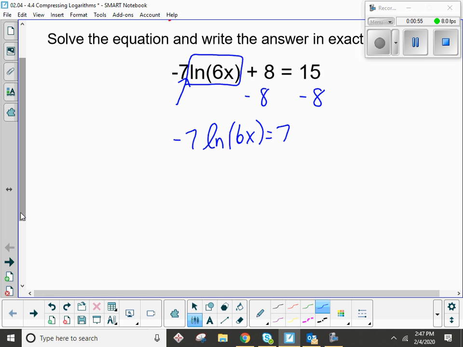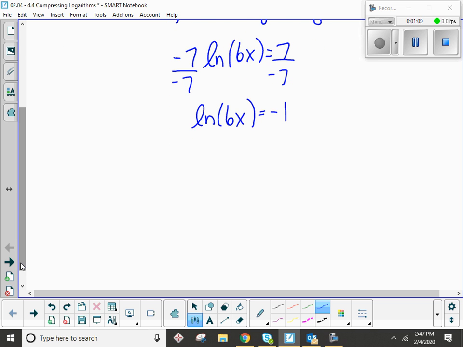Okay, what next? Divide by -7. So now I have natural log of 6x equals -1. How come I can't divide by 6 right here? Because of the ln, the log, right? That x has a log being done to it. So we have to undo the log by doing the inverse.